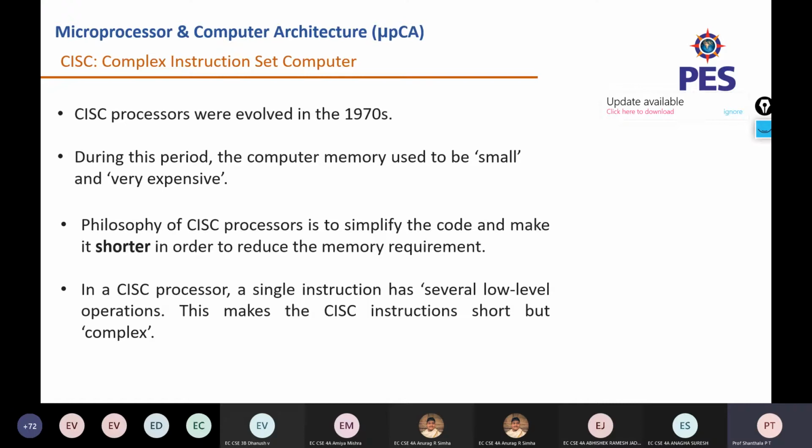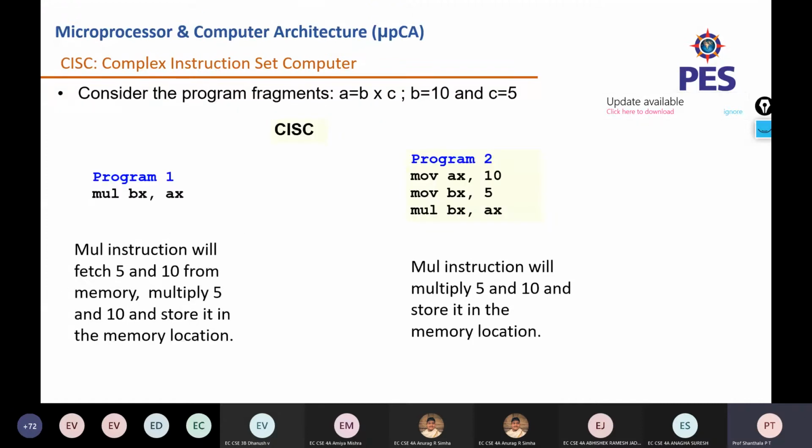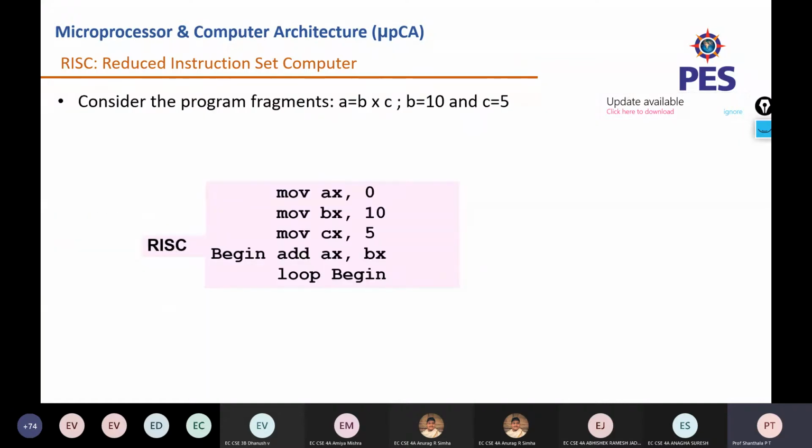Now what is CISC here? CISC is a complex instruction set computer and RISC is a reduced instruction set computer. This is the example for CISC. For the same example, I'll take program 2, where we move the values 10 and 5 to AX and BX and use the mul instruction, for comparison with the RISC machine.